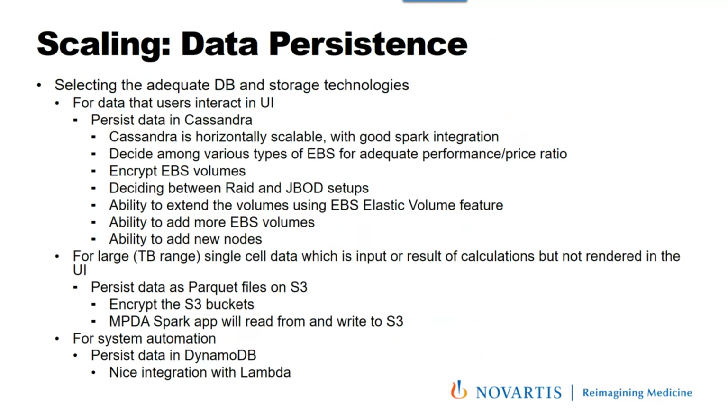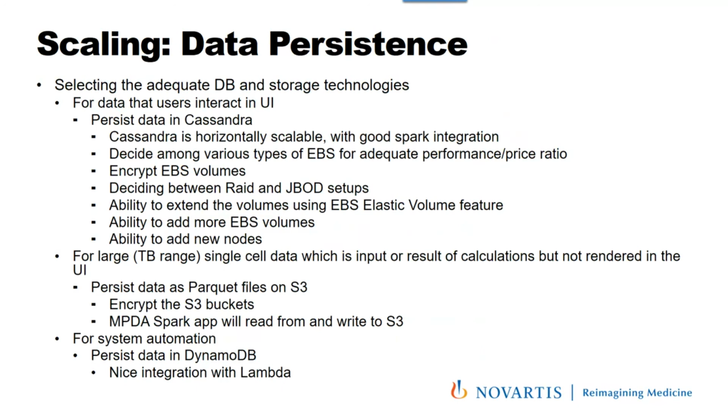It works with EMR. And we're going to talk about Amazon Keyspaces, which is a new hosted Cassandra service, which was launched during the last re:Invent. We haven't tested it yet, but we're going to talk about it. Within the UI, we also make use of dynamic EBS disk expansion with a JBOD setup.